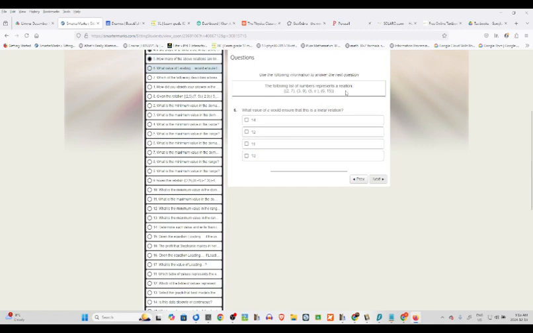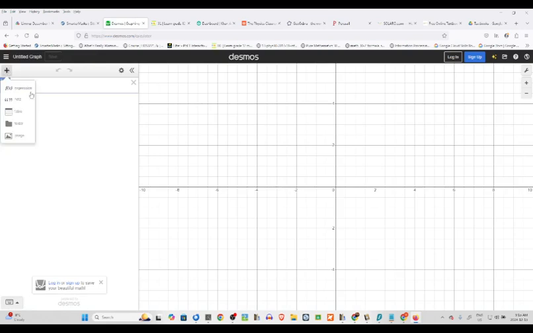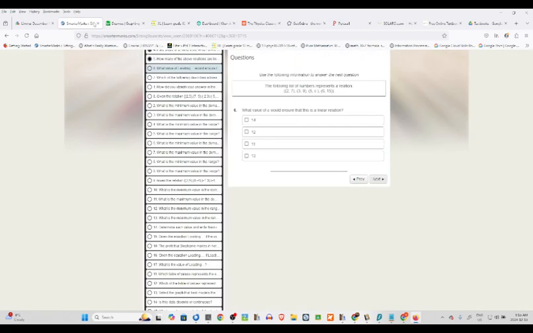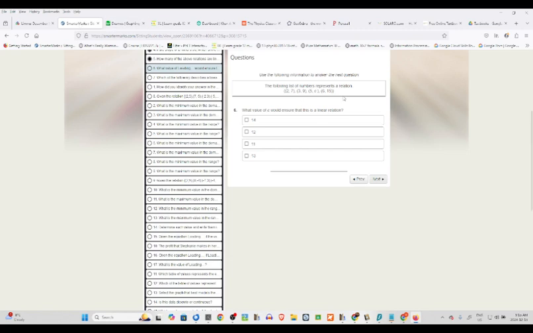Now, the following list of numbers represents a relation. What value of c would ensure that this is a linear relation? So our points are 2, 7, 3, 9, 5, c, and 6, 15. So let's graph this. Might make it easier to see which is the linear relation here. So our first point is 2, 7. Then we have 3, 9. Now, to make this a linear relation, we should have the same change.